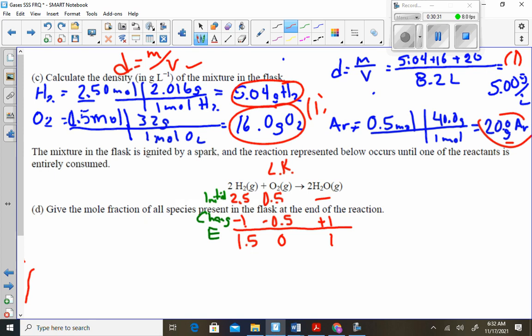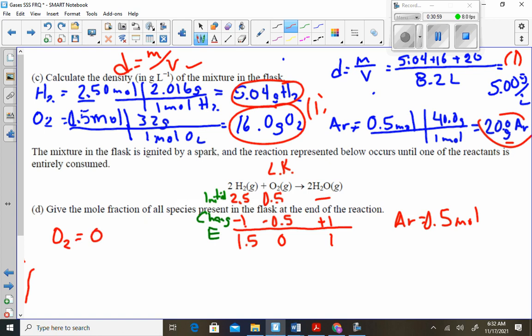The other thing in our container is our argon. And argon, we started with 0.5 moles. It was there. Argon is not involved in the reaction, so after the reaction, we will still have 0.5 moles of argon. And so to find the mole fraction of everything, oxygen is the easiest. Oxygen, it's 0. Everything else we have to calculate.